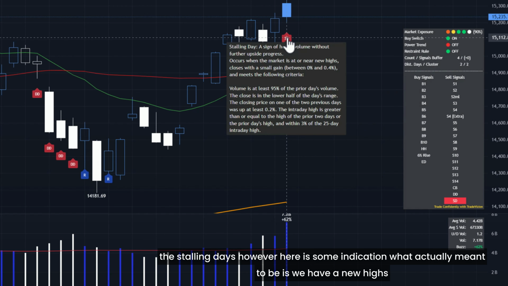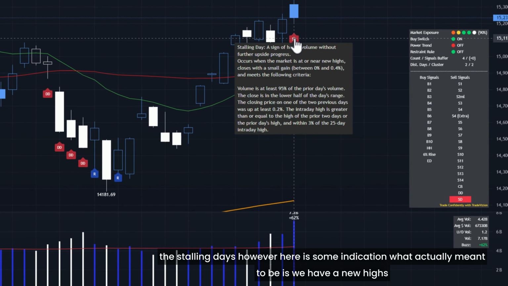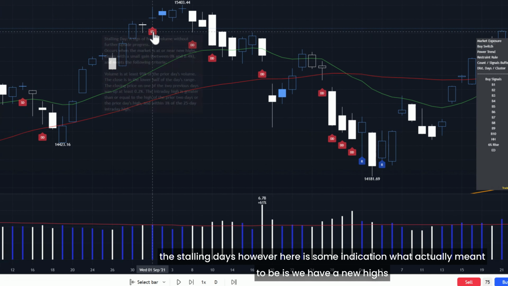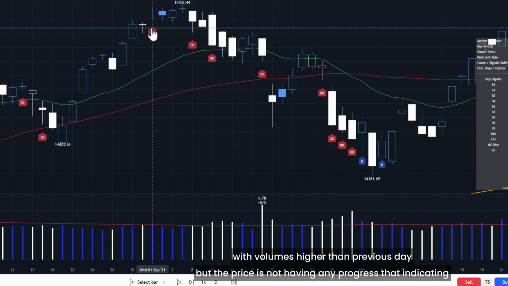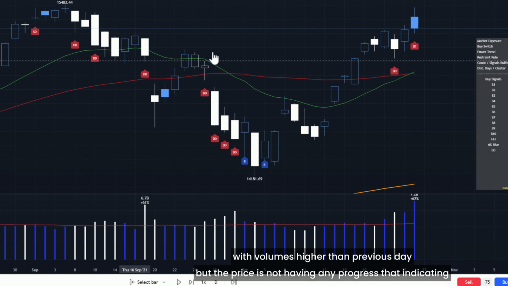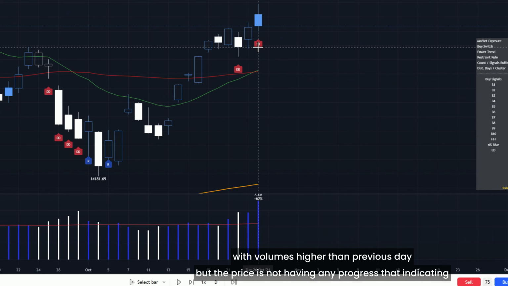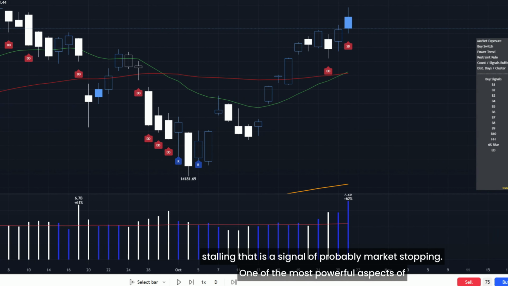However, here is some indication of what it actually means. We have new highs with volume higher than the previous day, but the price is not making any progress. That indicates a stall. It is a signal that the market is probably stopping.